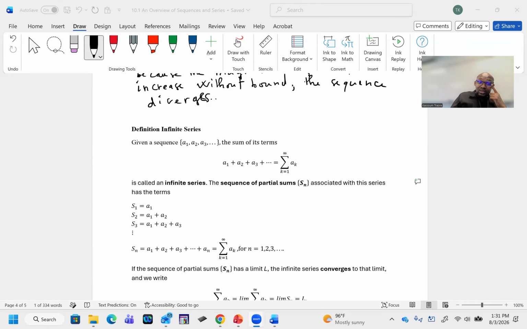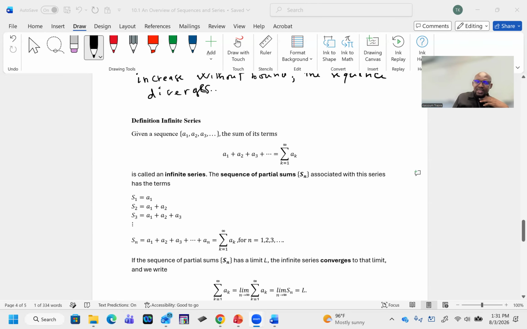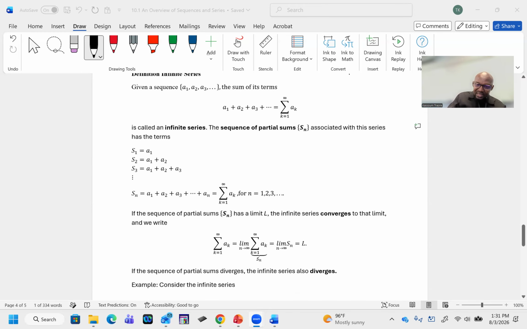Okay? So if the sequence of partial sum S sub n has a limit L, we say the infinite series converges to that limit. And we write the sum of A sub k from k equal to 1 to infinity is equal to the limit of the sum of A sub k from k equal to 1 to n as n approaches infinity, if that limit gives me L. If the sequence of partial sum diverges, the infinite series also diverges.